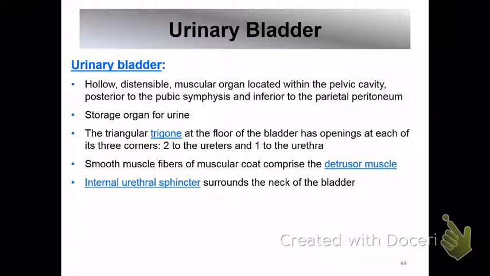Some have to be shattered with a laser procedure. Okay, so the bladder, and we already said sometimes it gets infected. Trigone, highlight that. That is the floor of the bladder. The floor of the bladder has openings at each of the three corners. Now, detrusor muscle, highlight this. Smooth muscle fibers. Micturition is the process of urinating, and that's on a slide in a minute, but the detrusor is the muscle involved.